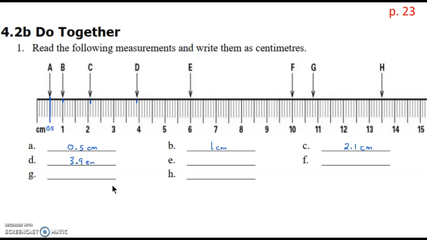For E, we're right on the 6 centimeters. For F, we're exactly at the 10 centimeter mark. For G, we're 2 places shy of 11, so 10.5, 6, 7, 8, so 10.8 centimeters. And for H, we're exactly halfway between 13 and 14, so we're at 13.5 centimeters.